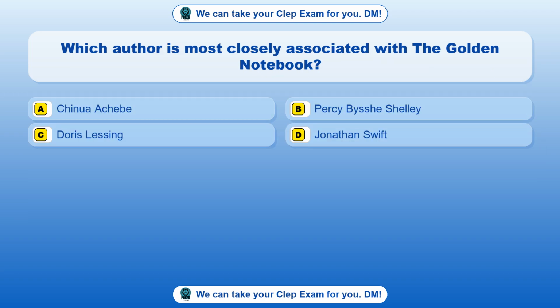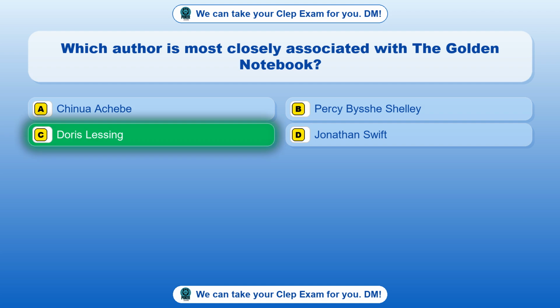Question 53. Which author is most closely associated with The Golden Notebook? Option A. Chinua Achebe. Option B. Percy Bysshe Shelley. Option C. Doris Lessing. Option D. Jonathan Swift. The correct answer is option C.